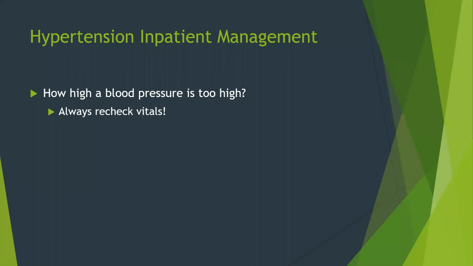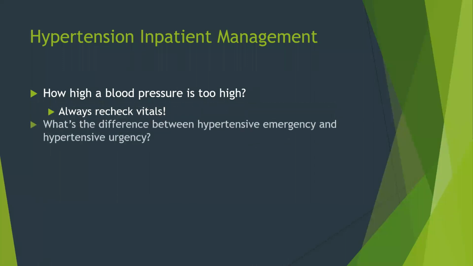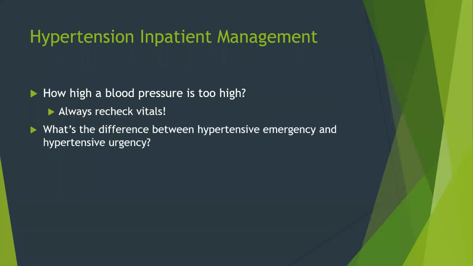But say you recheck the vitals and blood pressure is too high. What does too high mean? Well, it's not a specific number, right? The actual question is, is there end organ damage? And this is something that's been beaten into our heads from the very beginning of medical education. There's a difference between hypertensive emergency and urgency. If there's end organ damage of any kind, then you usually want to do something about the blood pressure right away. Otherwise, you can do it slowly. And that's your actual question. How high a blood pressure is too high? When there's end organ damage, your blood pressure is too high.